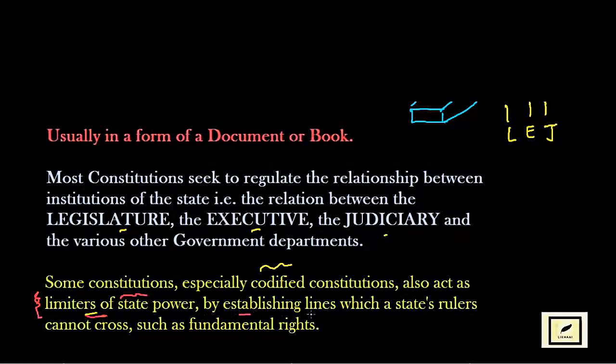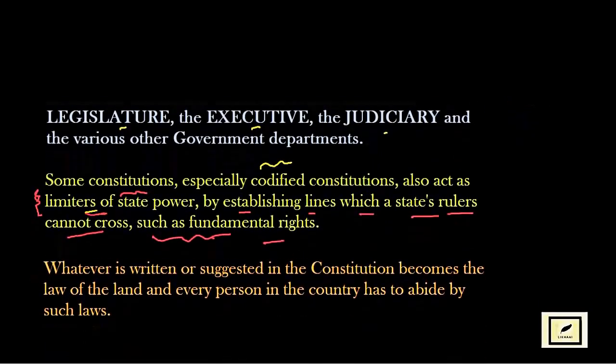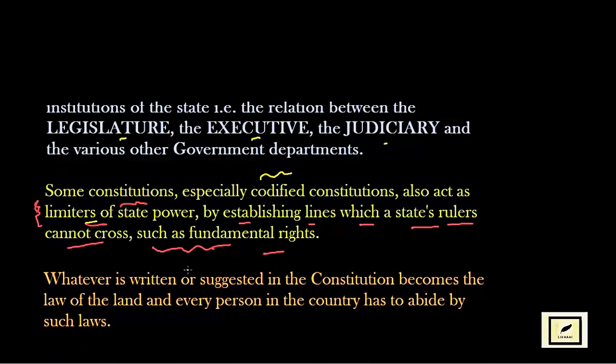That is by establishing lines which a state's rulers, that is the government itself, cannot cross. That you cannot do something or you should not do something. For example, you cannot change the fundamental rights. So these kinds of things are usually mentioned in a constitution, and whatever is written or suggested in the constitution becomes the law of the land. This is something to be pondered over.